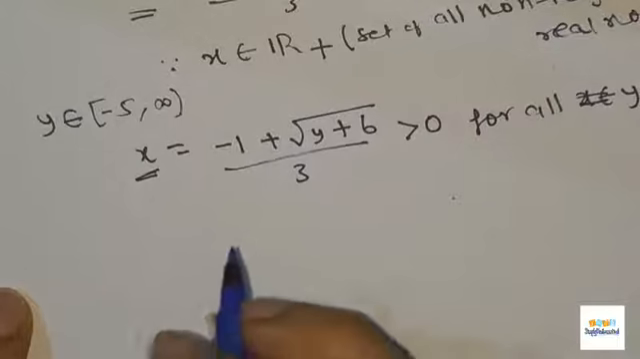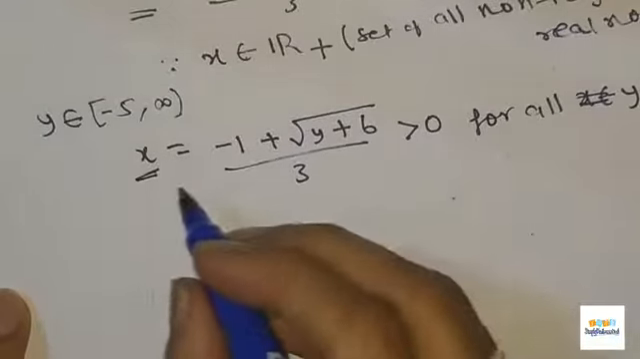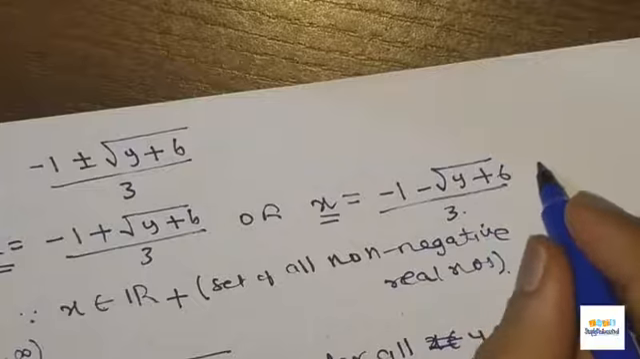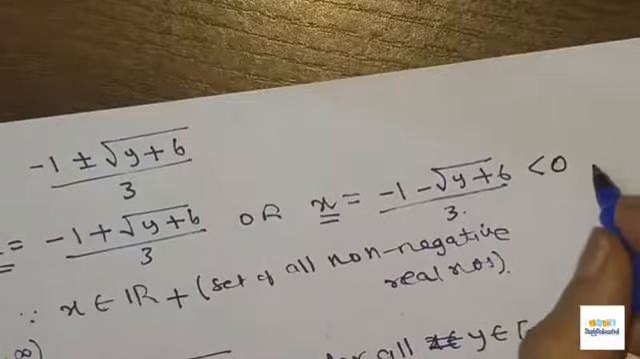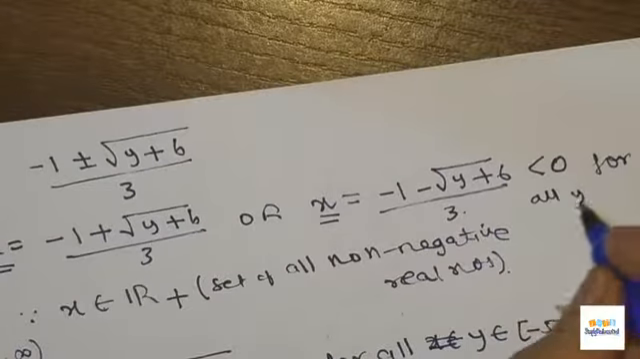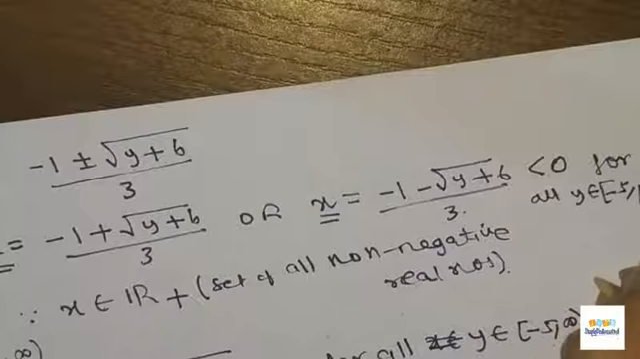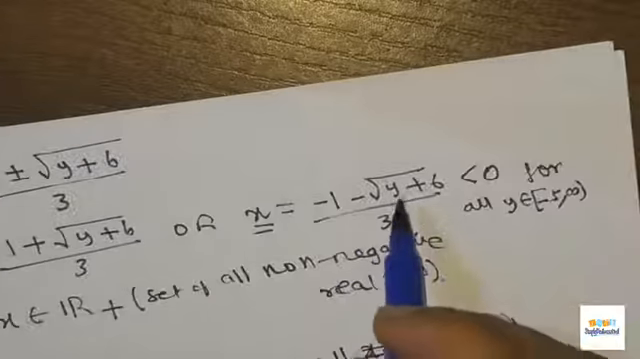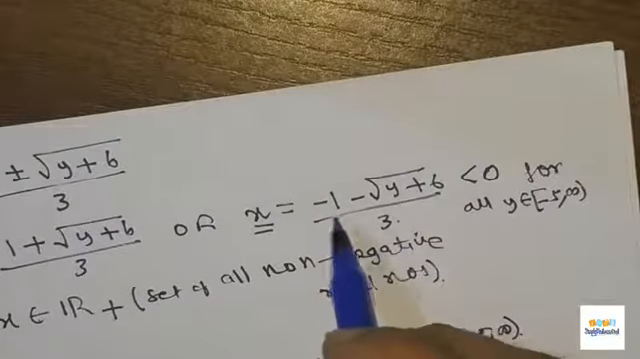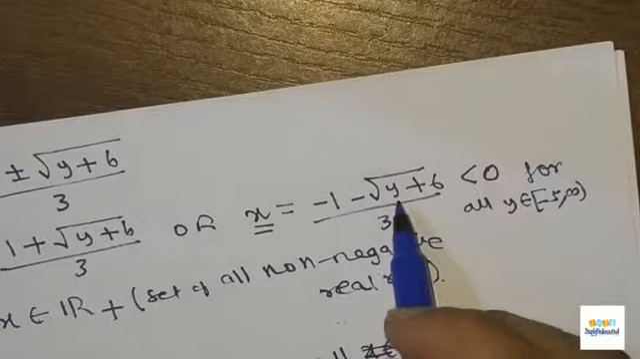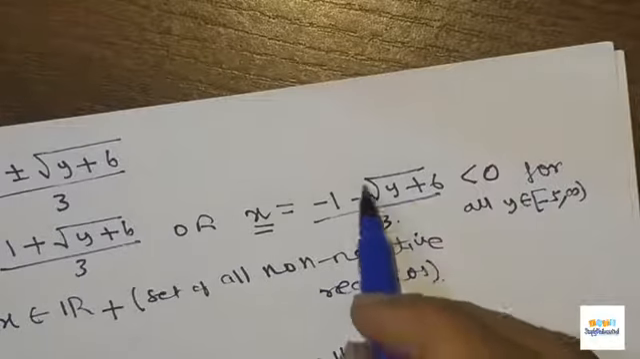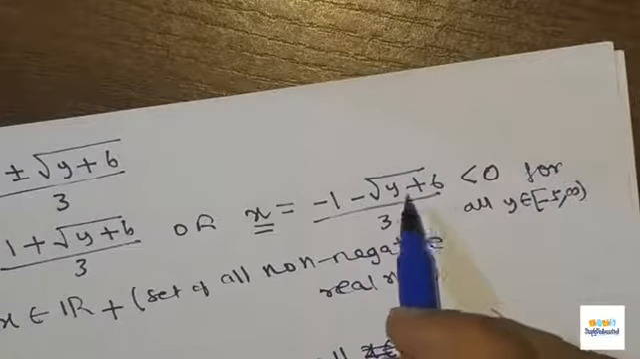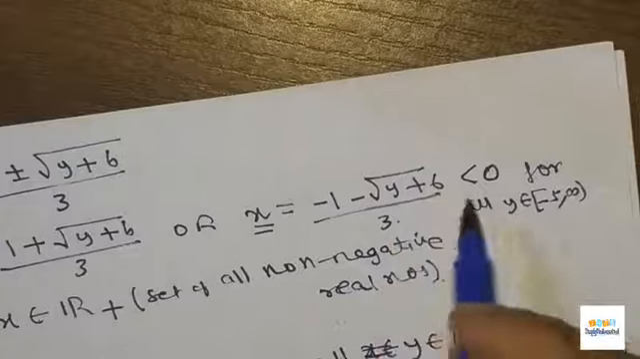So you have to take the value of x as this. Now if we observe this, this will be negative for all y belonging to minus 5 to infinity. You can check it. If you take minus 5 here, you will get minus 1 minus root of 1, which is minus 1 minus 1, which is minus 2 divided by 3, which is negative.